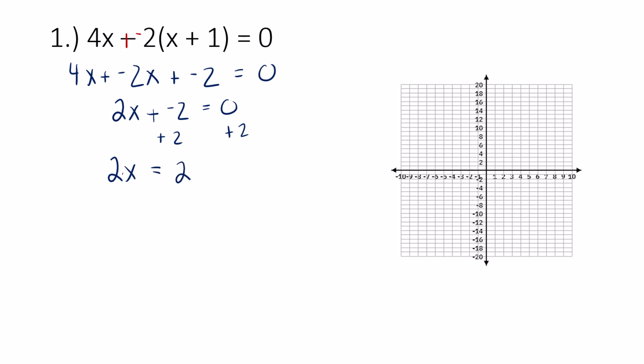And then this is multiplication, so we'll divide. 2 divided by 2 is 1. And then we have 1 on the other side there. And 1x is simply an x, so we don't typically write the 1 there. So we know that the solution to this problem is x equals 1. The other challenge here, though, is to check that answer by graphing.